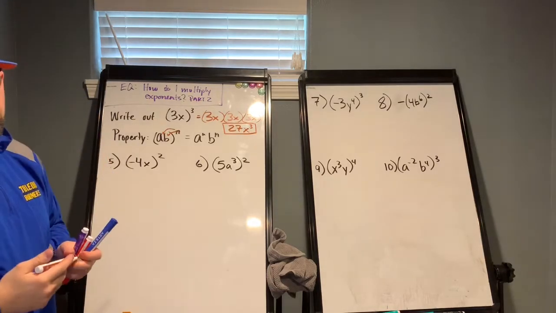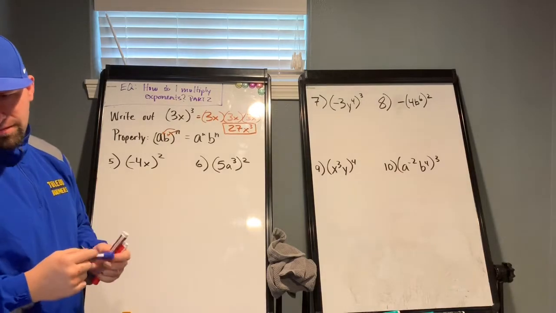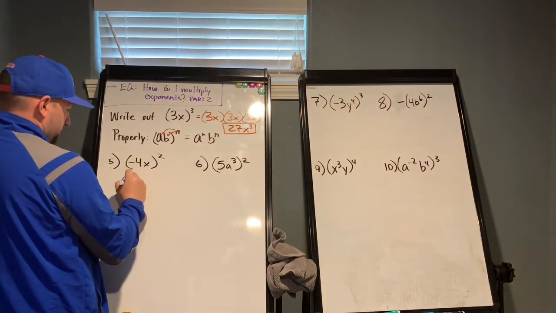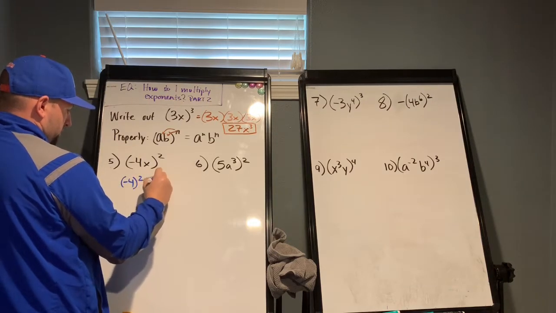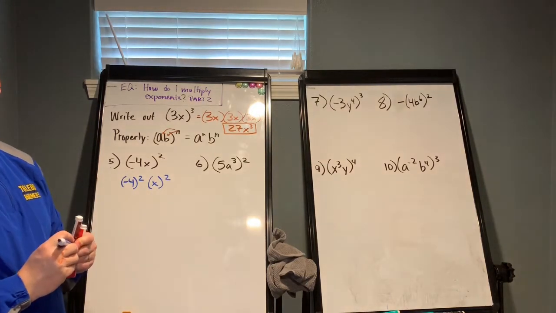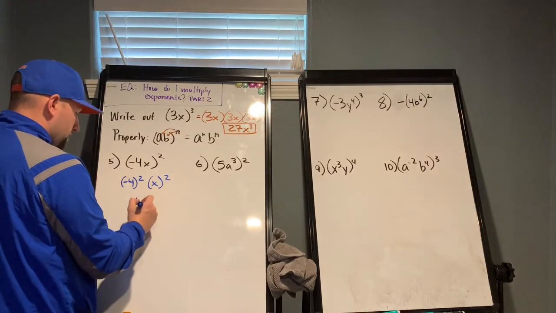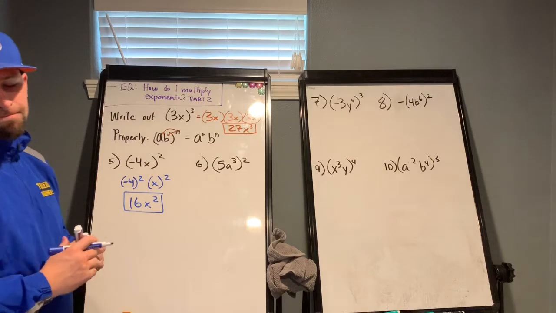Okay, so now we're going to go through some examples. With this one, you have negative 4 squared and x squared. So negative 4 squared is 16, x squared.